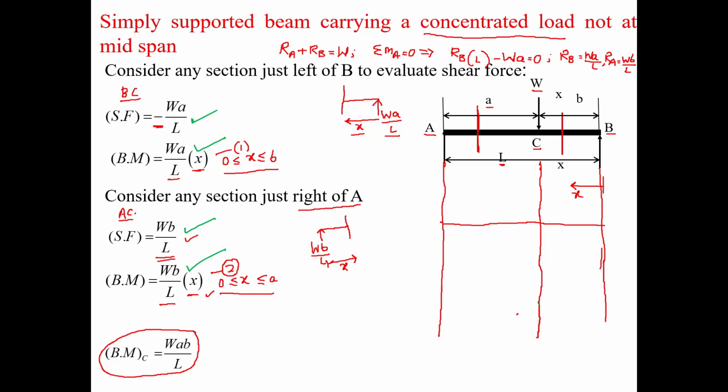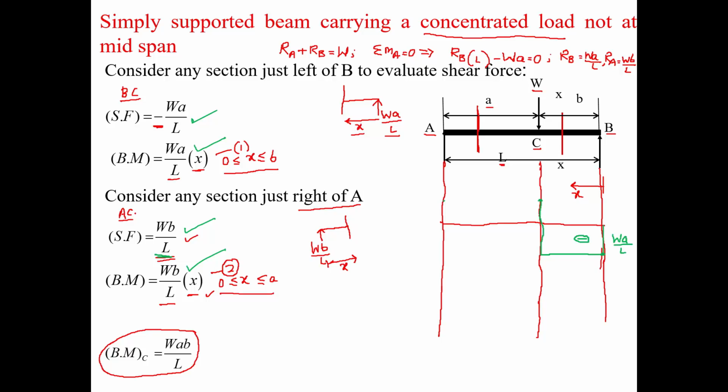So at point B, the shear force is WA by L and that is negative. So let us say I mark this point as WA by L towards the downward side of the reference in order to show that it is negative. And till point C, the shear force remains constant. At point C, the shear force becomes plus WB by L.